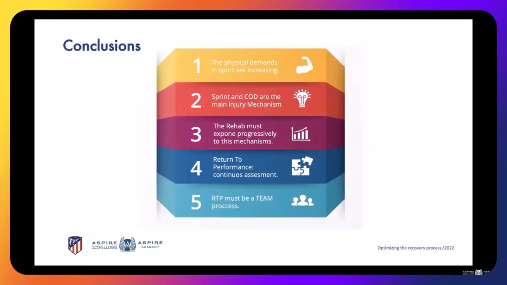So the main conclusions of this presentation are: the first one, the physical demands in sport are increasing and we have to face them. Second, sprint and change of direction are the main injury mechanisms. Third, the rehab must expand progressively to these mechanisms. Fourth, return to performance implies a continuous assessment. And fifth, the return to performance must be a team process.